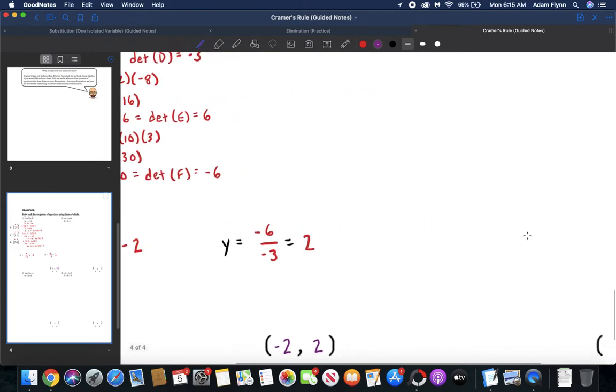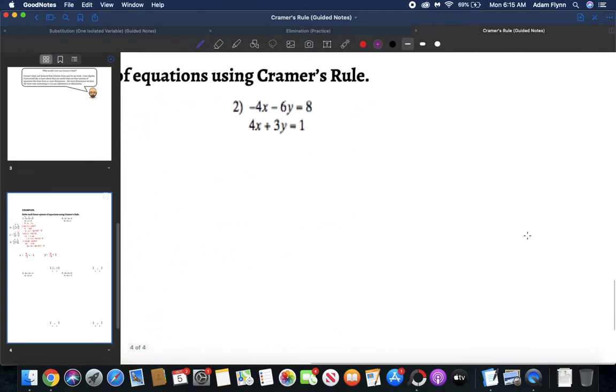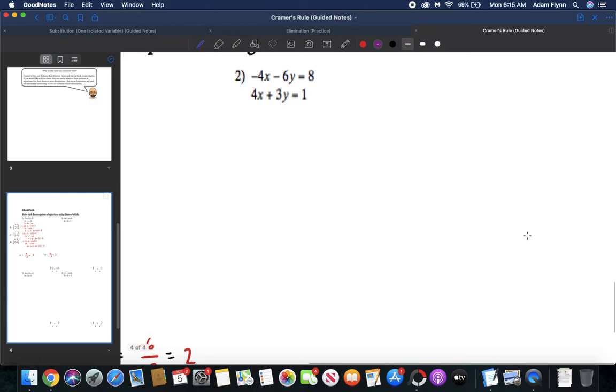Okay, let's go on to number 2. So I'll start off by labeling everything. I've got -4x minus 6y equals 8. So -4 will be my A1, -6 will be my B1, and 8 will be my C1. And 4x plus 3y equals 1. So 4 will be my A2, 3 will be my B2, and 1 will be my C2.